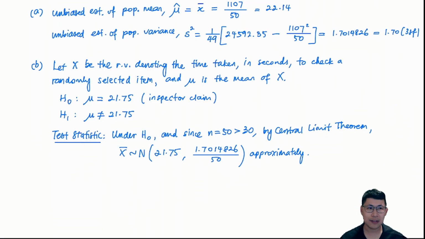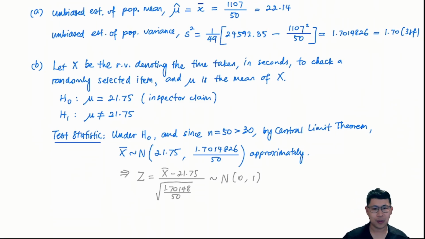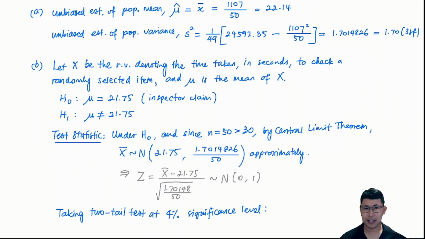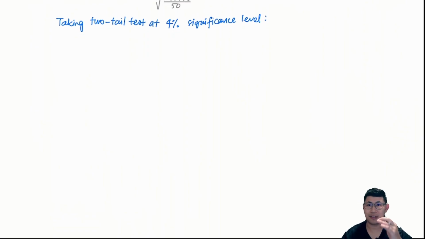Now, the optional step is to standardize. If we want the z, we have this quantity over here following a normal distribution of 0 and 1 after standardizing. So this is our test statistic for the z test, using the z distribution. Based on the alternative hypothesis, we can take a two-tailed test at 4% significance level. Now let me split this up into the three approaches: the p-value method, the critical value method, and the two critical value method.